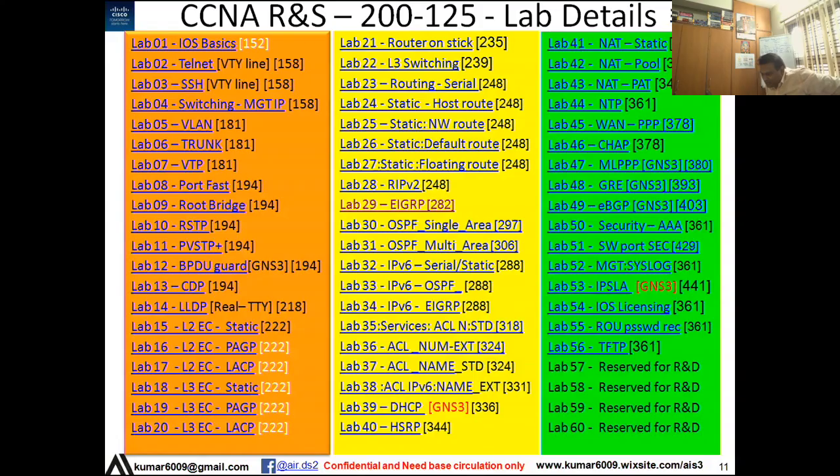Now we have finished up to lab 34, all I covered. So I expect you to do up to 34 and send it to me. If, for example, multi-area is not working or you have some doubt in how to configure it, you send me the multi-area lab, then I can correct it. I'll configure and show you in the next classes. Clear on this? Any doubts? No. Okay, so we'll wind up today.